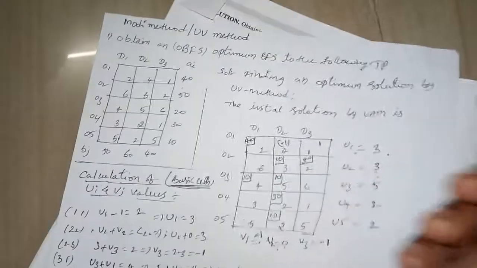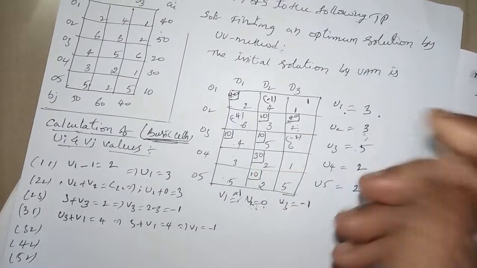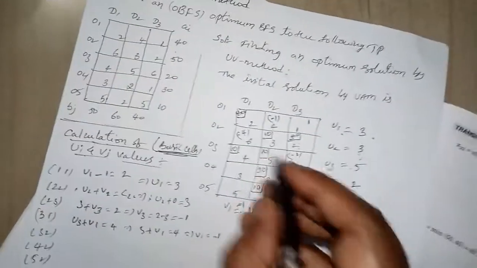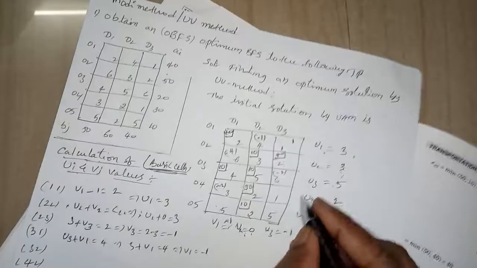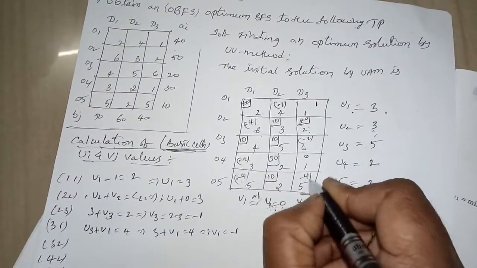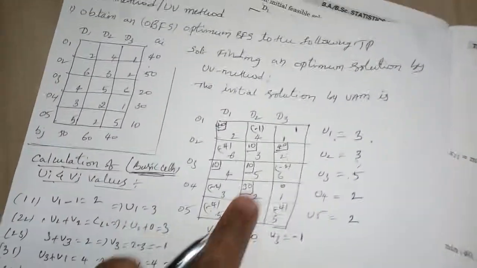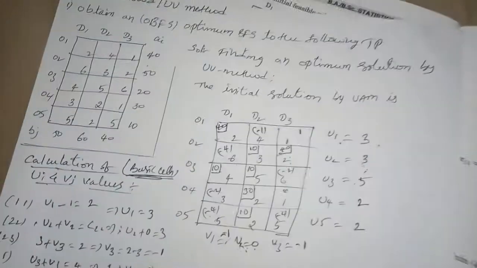Minus 1, plus 1, minus 4, minus 2, again minus 2, 0, minus 4, minus 4. So these are the non-base net evaluation values. You have to specify them within the parenthesis.